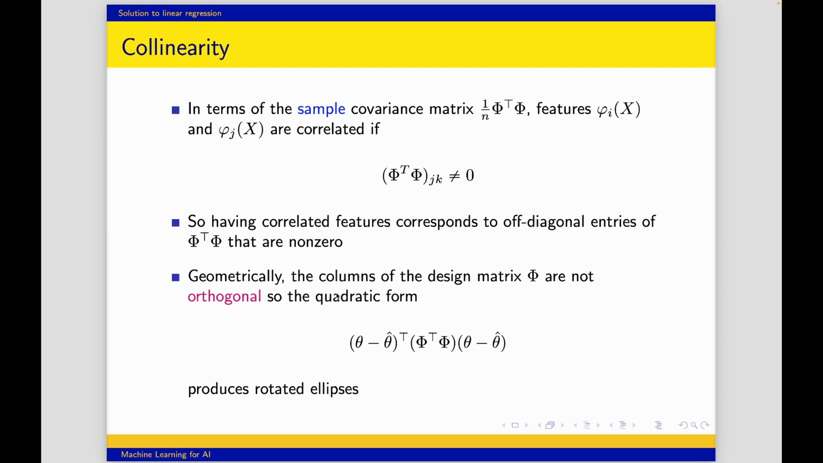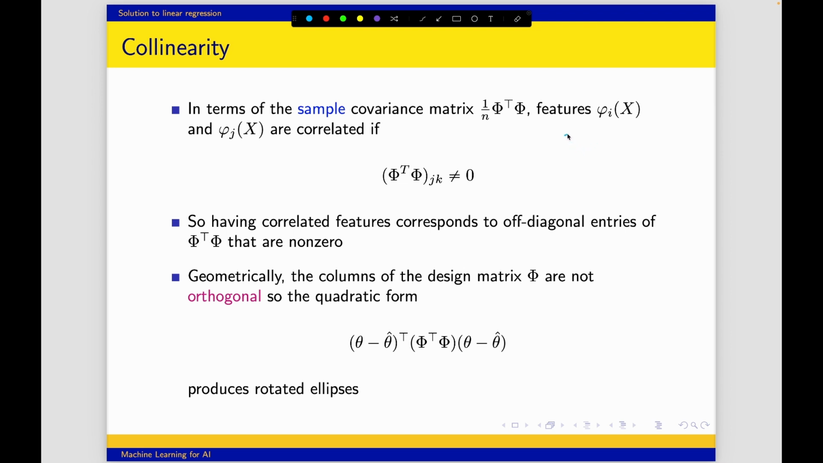So what does this mean in terms of our geometry, our contours? Well, these are our contours of empirical risk. And what do they involve? They involve this matrix here. So if these off-diagonal entries are non-zero, we will get rotated ellipses. Why is that? Well, let's have a look at a simple case.